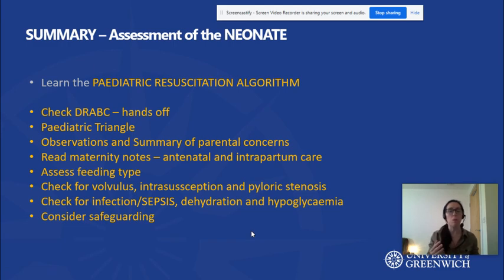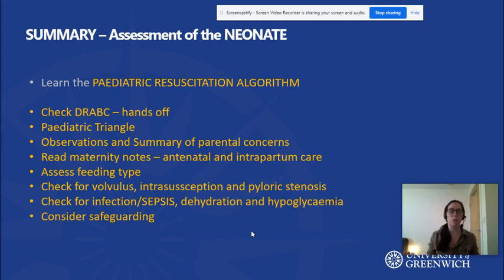Now, as usual, we're going to carry on to look at the safeguarding things. So I'm not going over them all over again. We've talked about safeguarding. We've talked about non-accidental injury. We've talked about sudden infant death syndrome. Please do some further research on that. If this is to be your OSCE, you will need to talk about safeguarding in full.